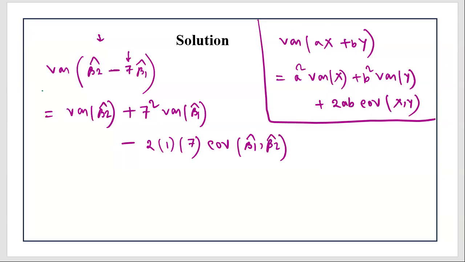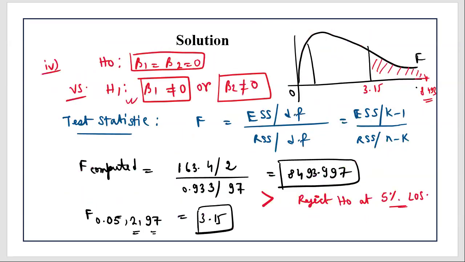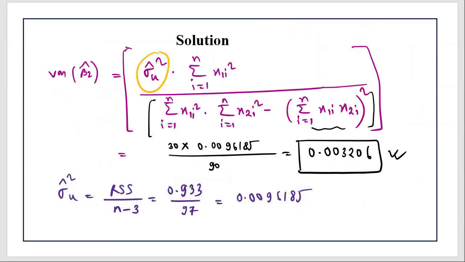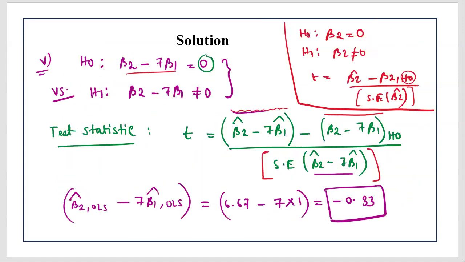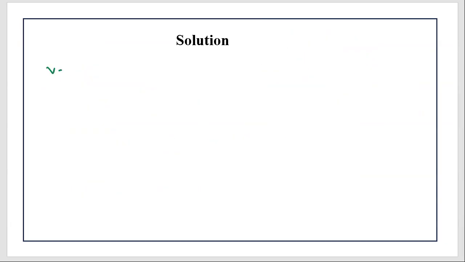Now, what is variance of beta 2 cap? We found it out earlier. Let me go back and check what it was. See this, variance of beta 2 cap is this. So simply substitute. It will be 0.003206. This is variance of beta 2 cap. Now you have to find out what will be variance of beta 1 cap. So let me do that.